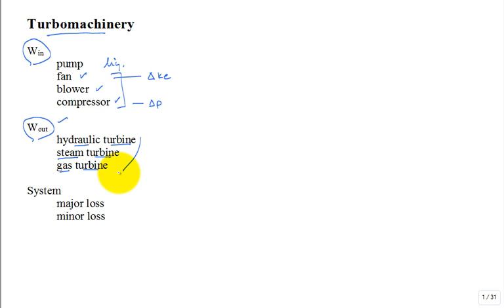And then the turbines and the pumps and the blowers and the compressors, they don't work in isolation. They work in a system. And so when you put it in the system, often that energy input in a pump or in a blower is to compensate for the losses, the major and the minor losses in the system.